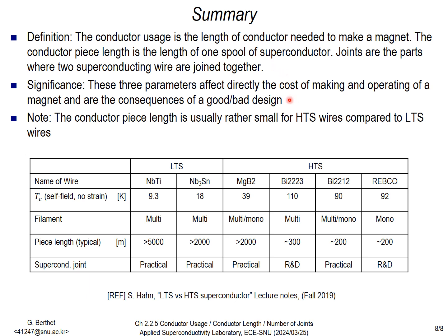These three parameters impact directly the cost of making and operating the magnets and are a consequence of a good or bad design. On a side note, here is a table with some important parameters for today's lecture. We can see that usually LTS wires have a much longer piece length than HTS wires. This is one of the problems of HTS at this time.